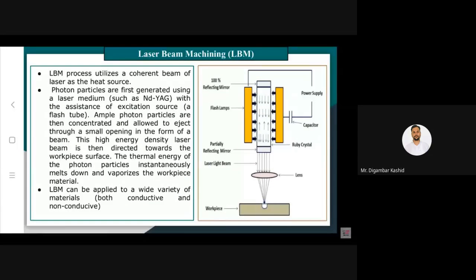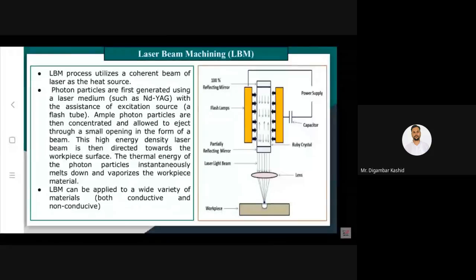And this is some basic idea about the material removal during this LBM process. Moreover, no vacuum chamber is required in LBM process, and this LBM can be applied for a wide variety of material, that is for both conductive and non-conductive material as long as the surface is not highly reflective. So this point should be taken into account for the laser beam machining process.